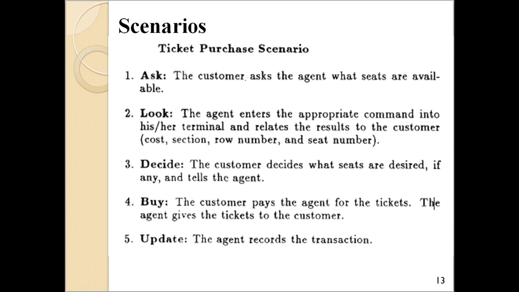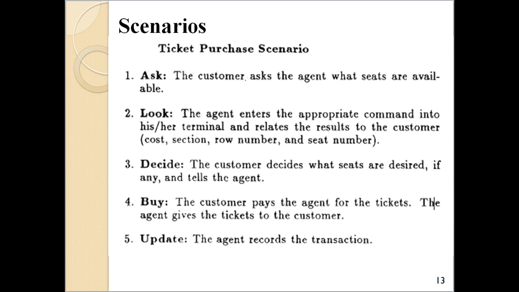So here is a scenario. Ticket purchase scenario. Number 1 is ask. The customer asks the agent what seats are available. Number 2, look. The agent enters the appropriate command into his or her terminal and relays the result to the customer, like cost, section, row number, and seat number.